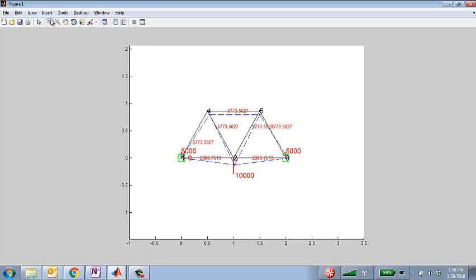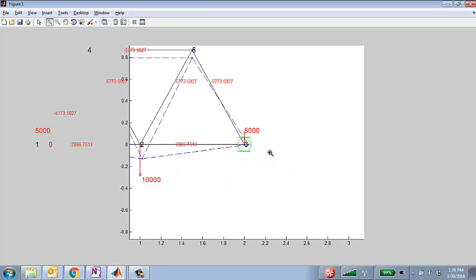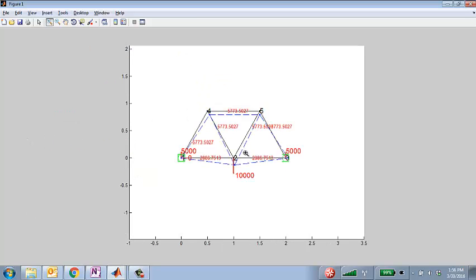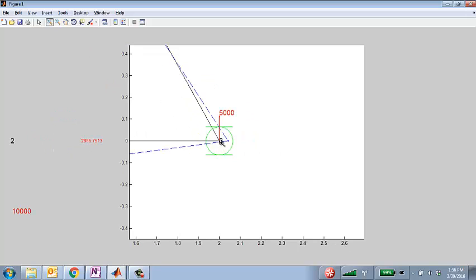The thing that I wanted to quickly show you here was that this was a roller, this was a pin support, there's a load here, and if we look at the roller support, clearly it has some displacement in the x direction, but no displacement in the y direction.